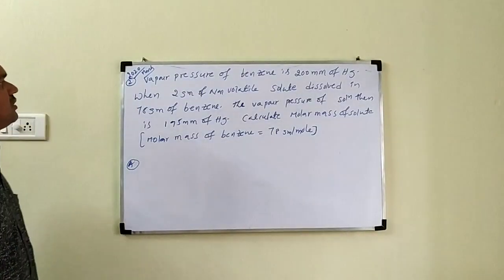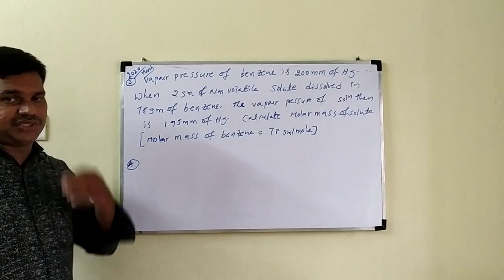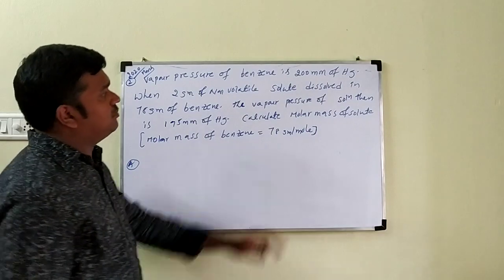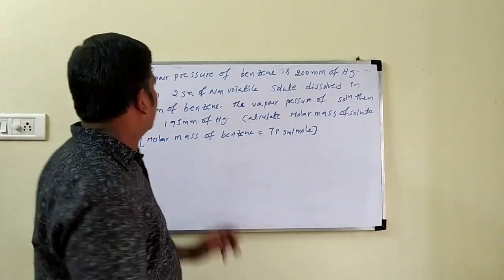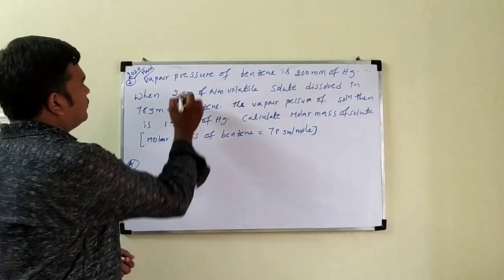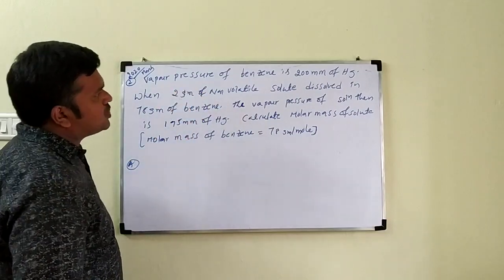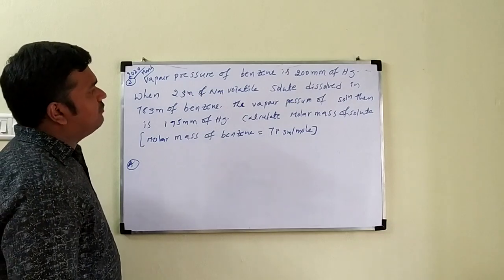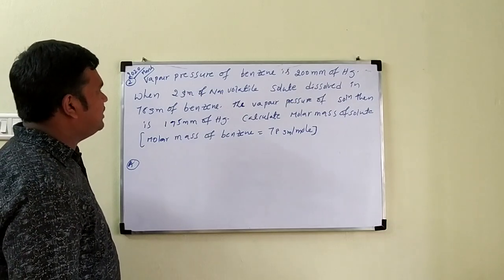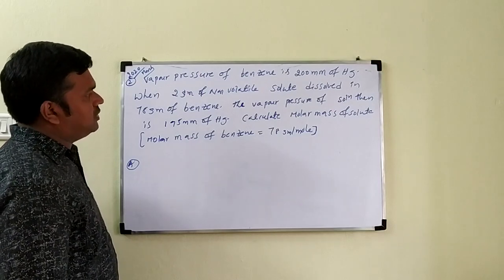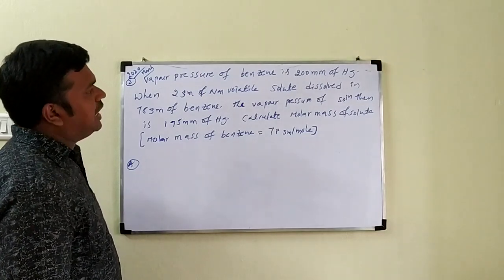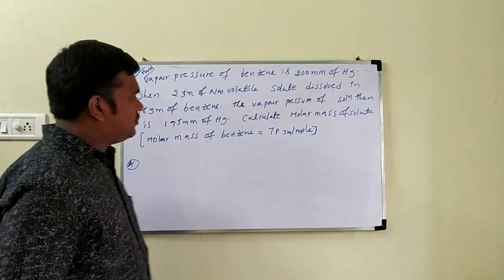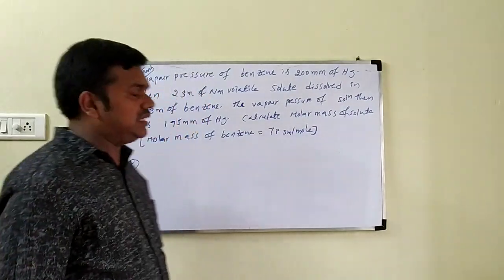So this is the question asked in the 2020 March chemistry exam. What is the question you can see here? The vapor pressure of benzene is 200 mm of Hg when 2 grams of a non-volatile solute is dissolved in 78 grams of benzene. The vapor pressure of the solution then is 195 mm of Hg. Calculate the molar mass of the solute, and the molar mass of benzene is already given as 78 gram per mole.